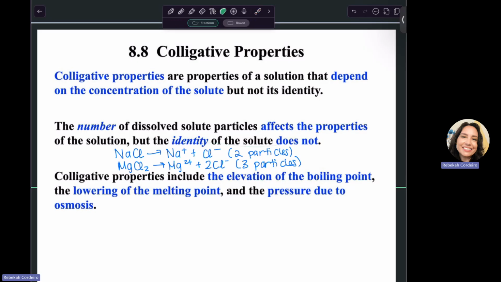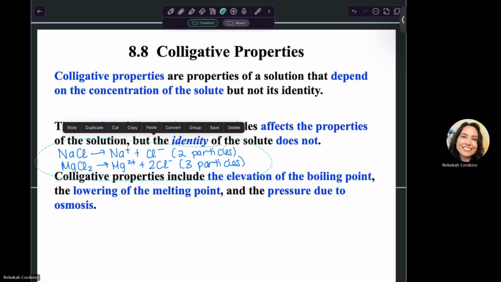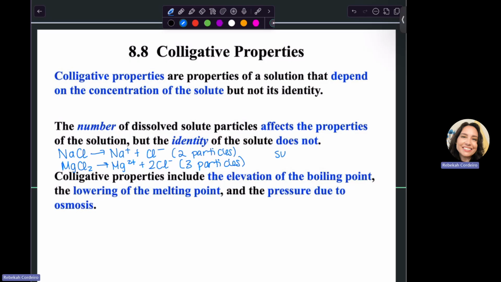And then if we think about sugar, so I'll just say sucrose solid turns into sucrose aqueous. It's just one particle. It didn't break into pieces. It's a non-electrolyte, so it didn't give us more than one particle. So sodium chloride, one particle turns into two particles. Magnesium chloride, one particle turns into three particles. Sucrose, sugar, one particle turns into one particle, right? So does it affect my boiling point? Yes, but not as much as the strong electrolytes, which break into more pieces.